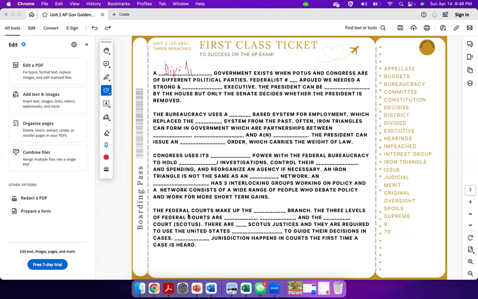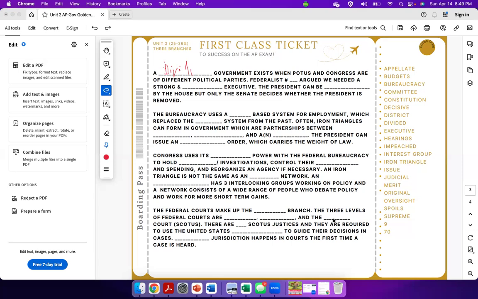Getting into the judicial branch. The federal courts make up the judicial branch. The three levels of federal courts are district, appellate, and the highest court in the land. It is called the Supreme Court. Okay. Or the SCOTUS.